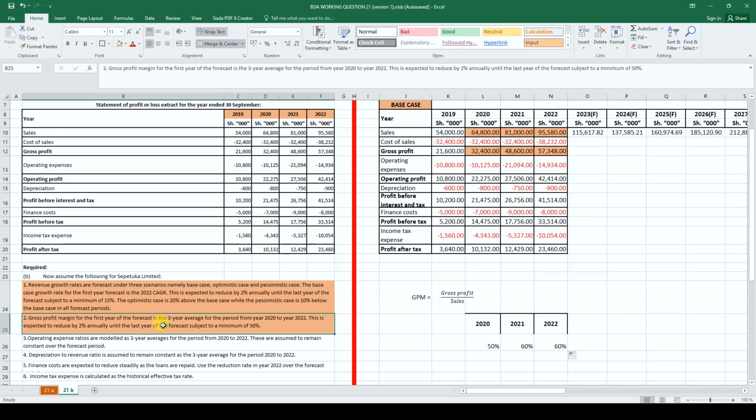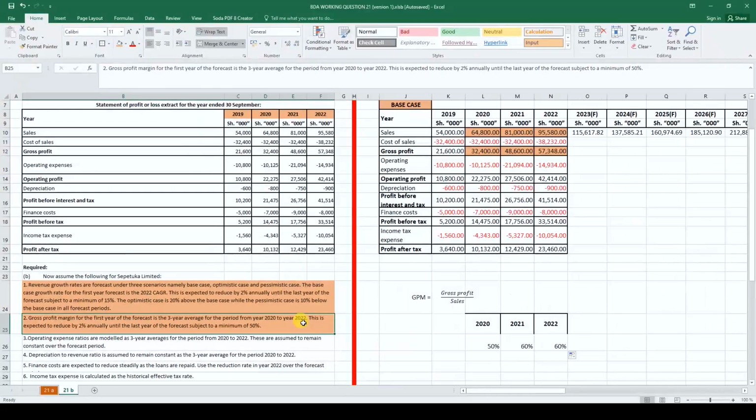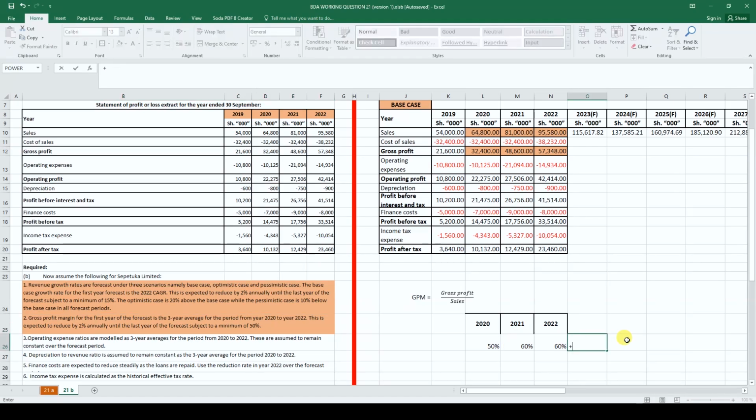As per the statement right over here, the 3-year average for the period from year 2020 to 2022. So that is what is going to be. So we need to get the average of this. So we click right over here, plus average.